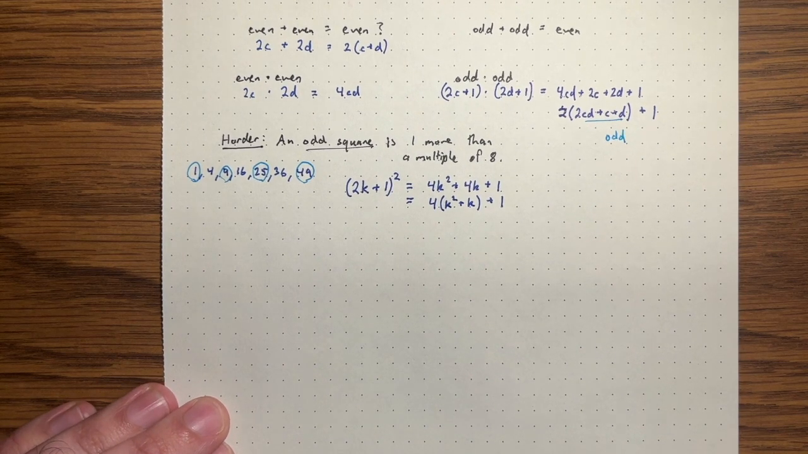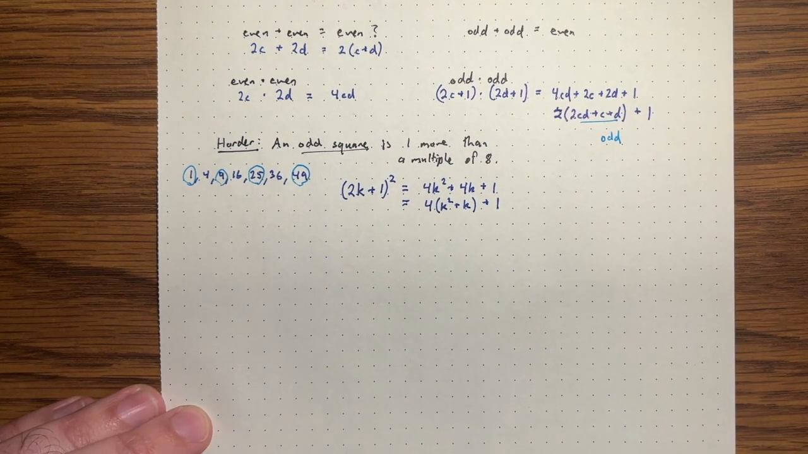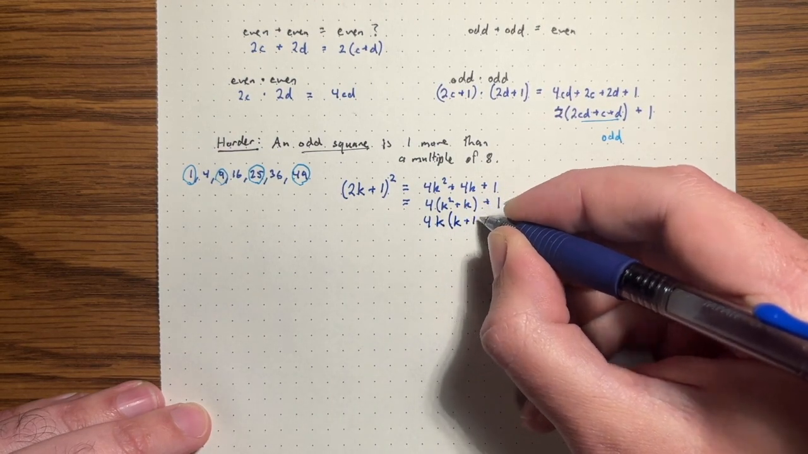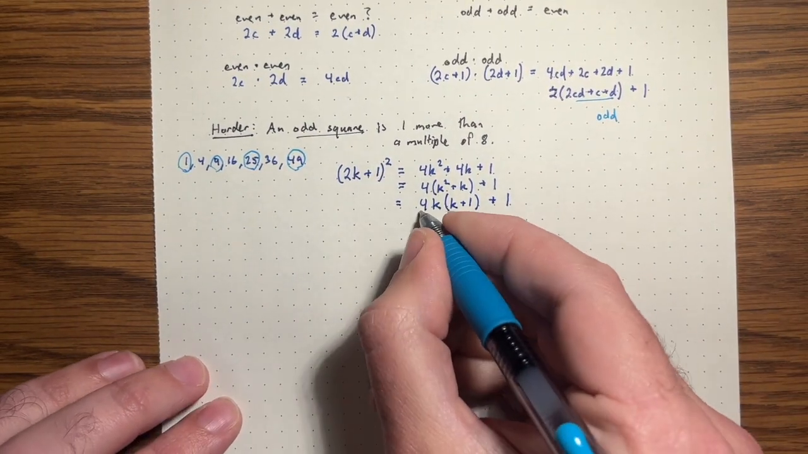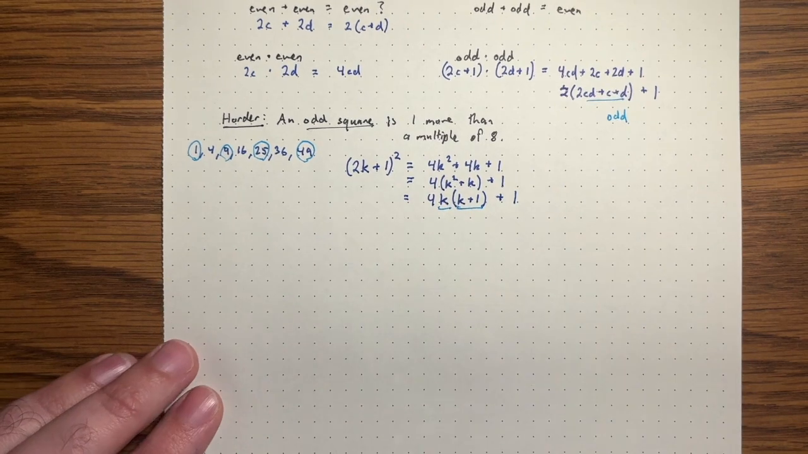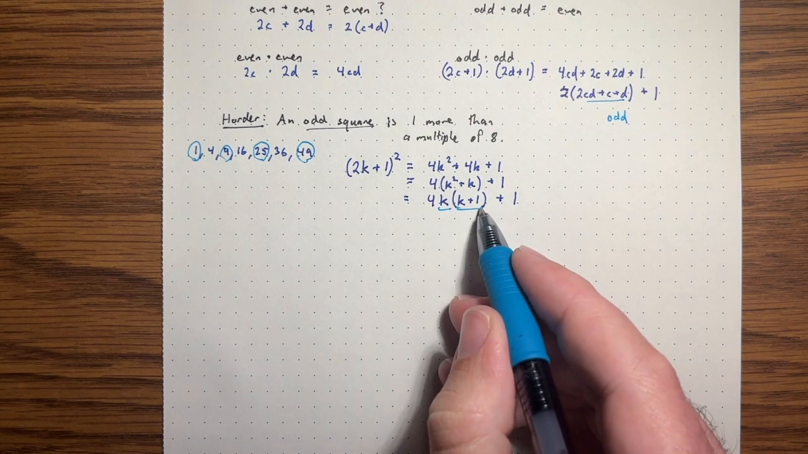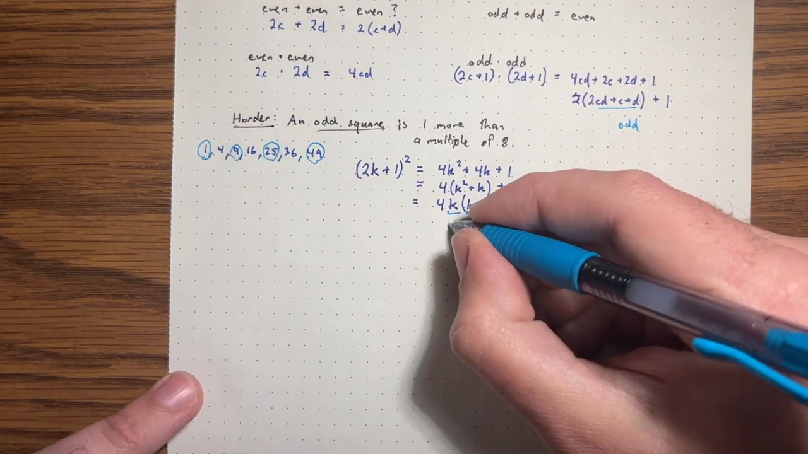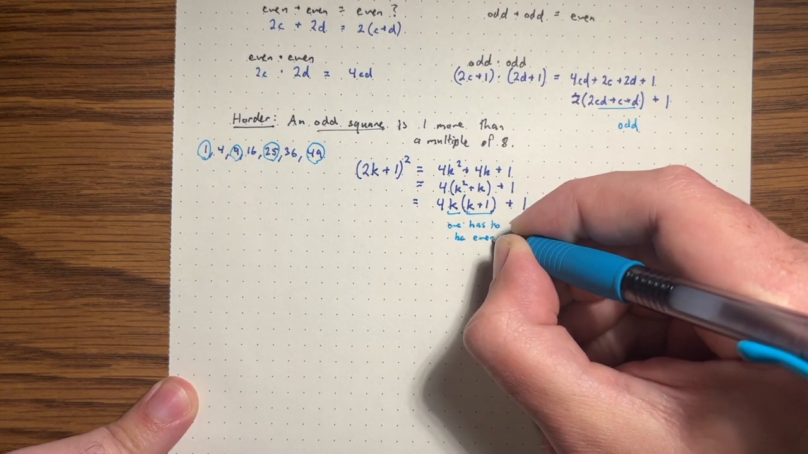Why is it 1 more than a multiple of 8? Well, maybe we need to look further here. So we have a k squared plus k. I think I can pull out a k there. Let's do that. And now we have 4 times k times (k plus 1). k and k plus 1 are 2 consecutive numbers. That means one of them has to be even. I don't know which one, I can't tell you which one, but one of these has to be even.